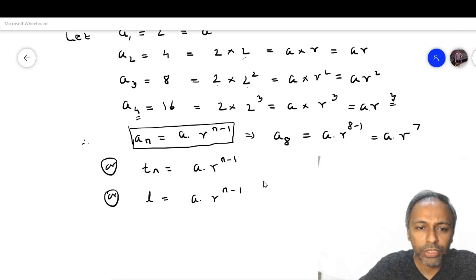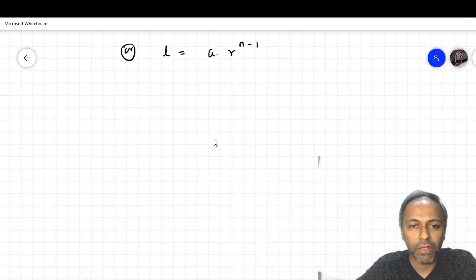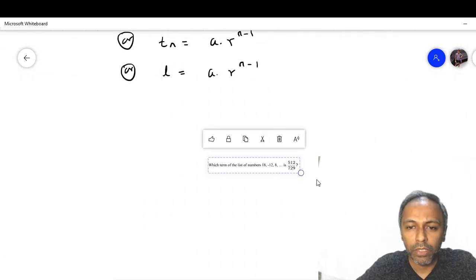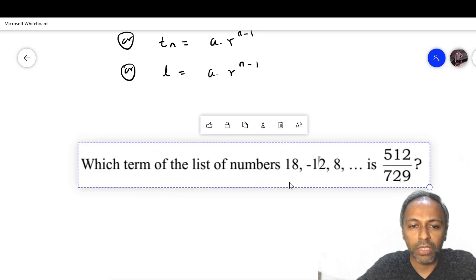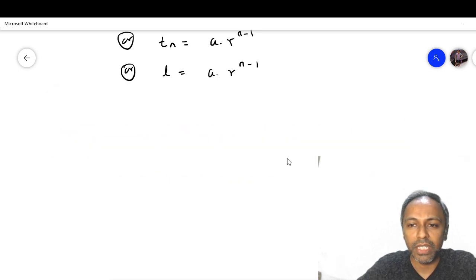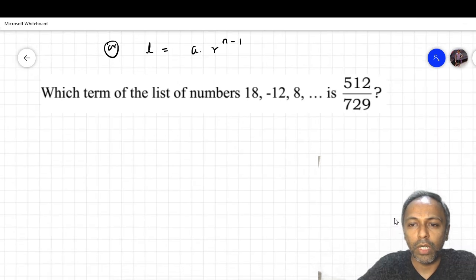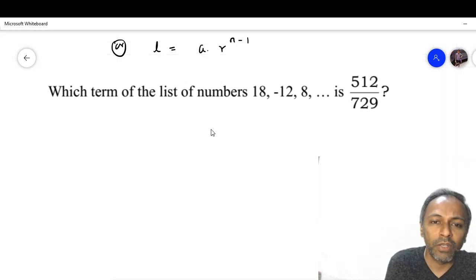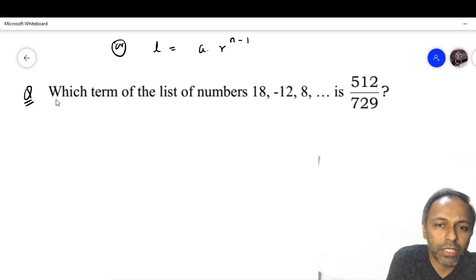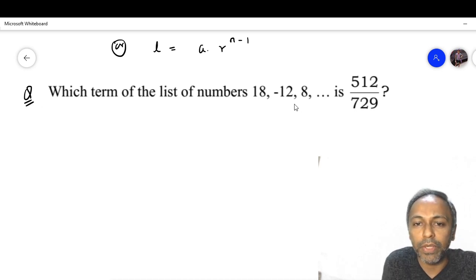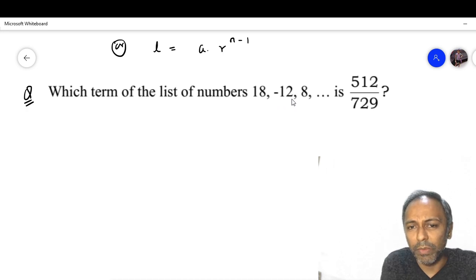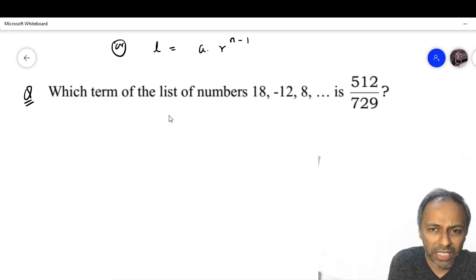Let us take an example to get some better idea about what we are trying to say. Let's say we take a question. Okay, so we have a question coming up. The question is, which term of the list of numbers is 512 upon 729? Now here they have not said that the given sequence of numbers is in AP or in GP. Clearly, common differences are not equal, but the common ratio looks visibly the same.